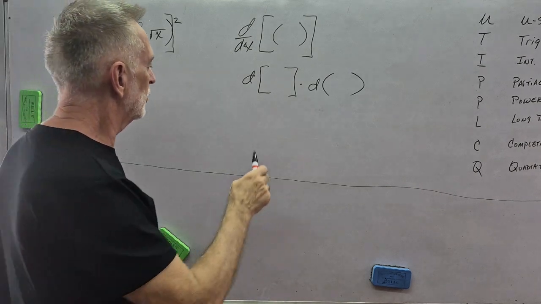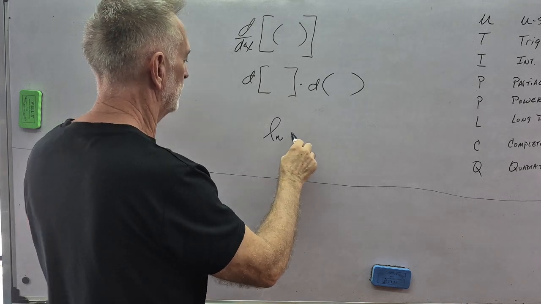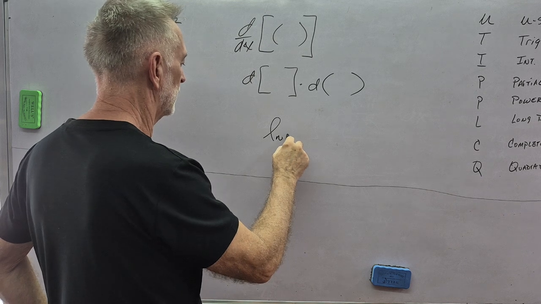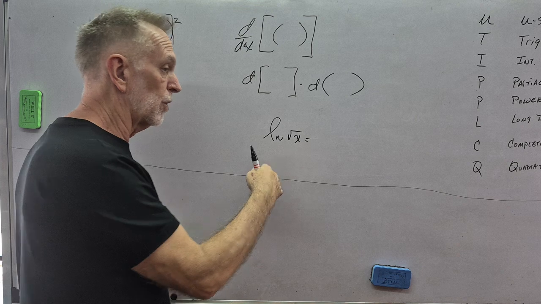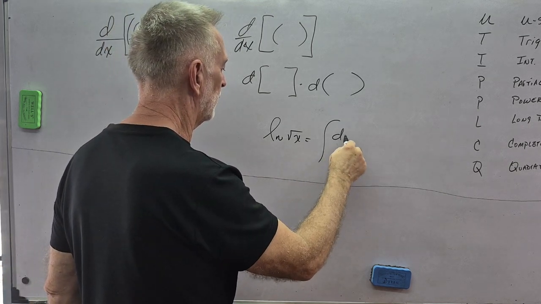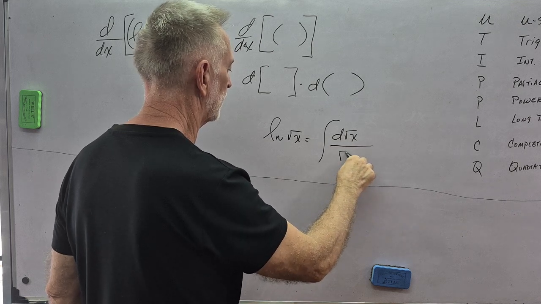The second thing we need to understand is the natural log of a function. We'll just call it square root x as it is. The natural log of any function is the integral of the derivative of the function over the function.